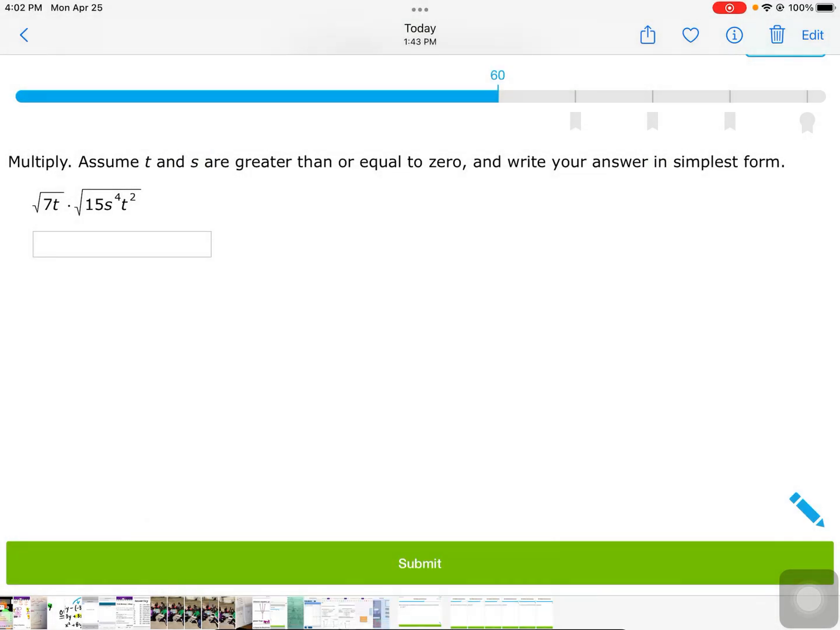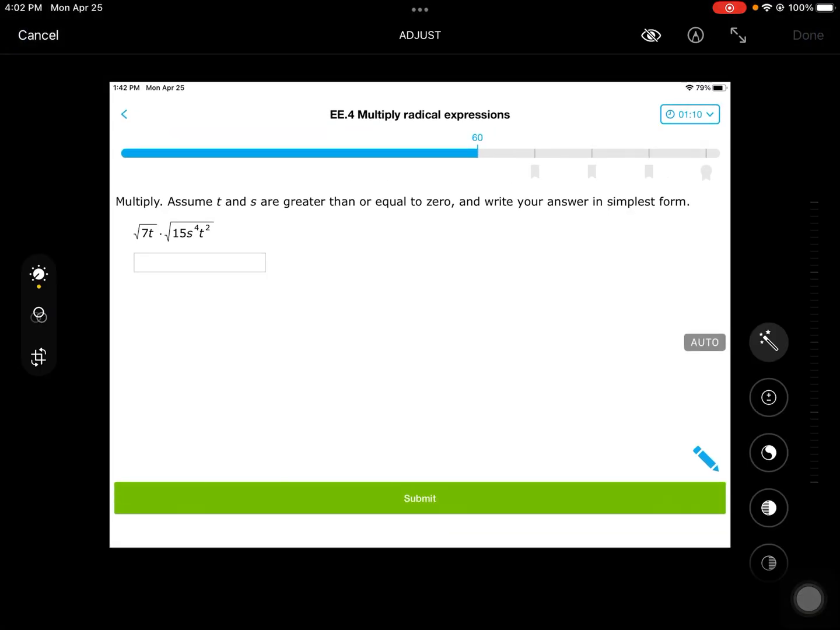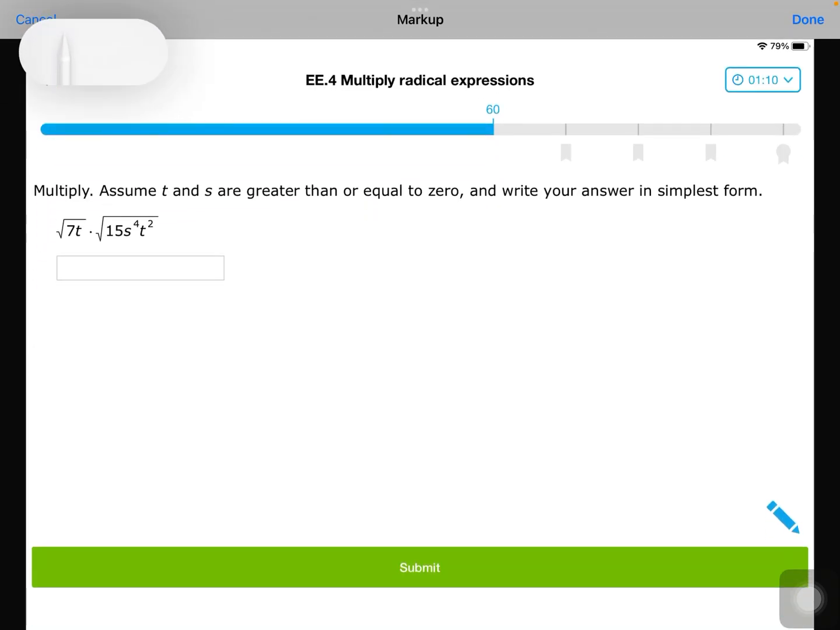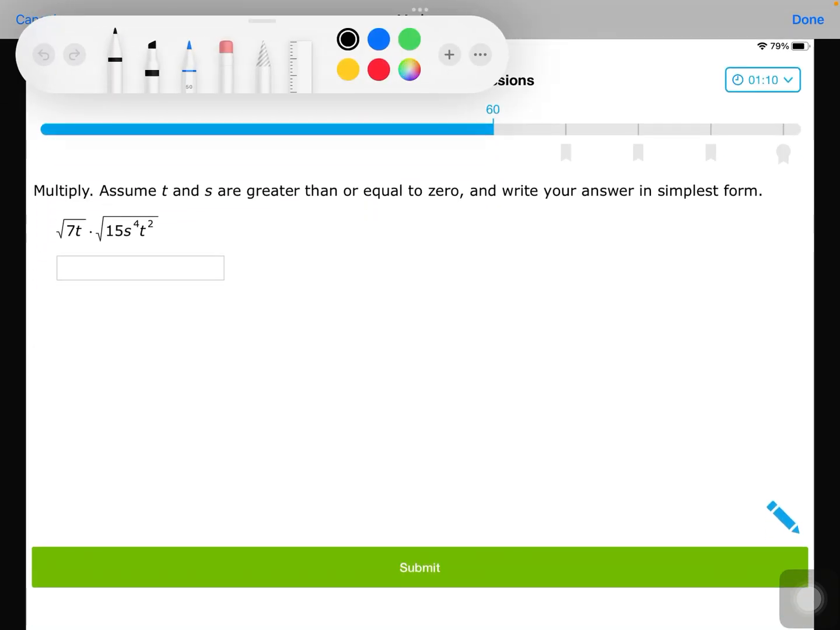So I went through, and there's my writing tool. I went through and screenshotted some of the ones that I figured you were having trouble with. And a lot of people in your email said it had to do with when there were variables, okay?